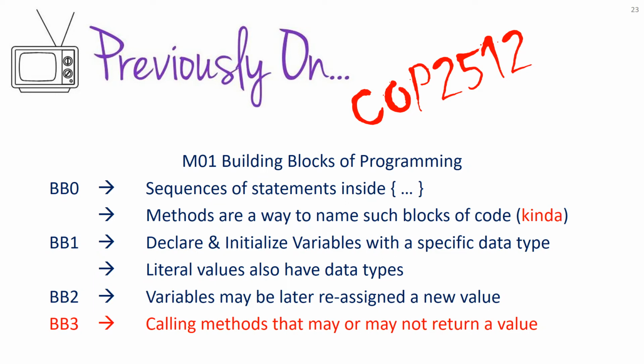Building block 1, well, some of those statements can be declaration, initialization of a variable. Building block 2, I change my mind, I want to change the value of a variable, I can reassign it later. That's all a computer can do as far as you're concerned right now. Okay, we're going to simplify things. This is all a computer can do.